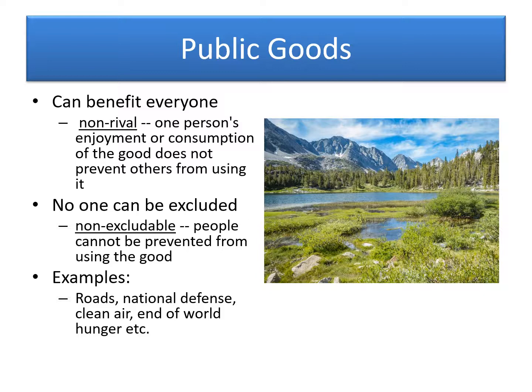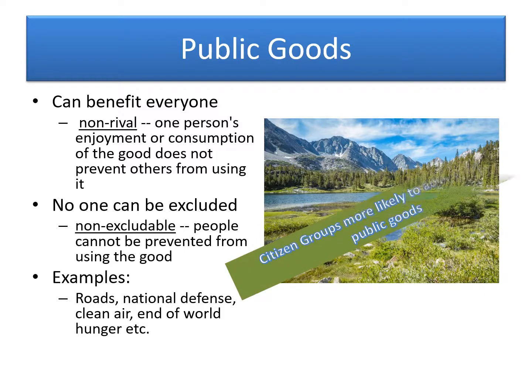So clean air is an example, but also things like just maintaining roads or maintaining the national defense. Almost all environmental actions, but a lot of actions the government takes actually are public goods. They're non-excludable and they're non-rival. Citizen groups are more likely to advocate for public goods than business or economic groups. Not exclusively. Sometimes economic groups argue for things that end up being a public good, but if you're going to have an interest group advocating for a public good, it's more likely that it's going to be a citizen group.